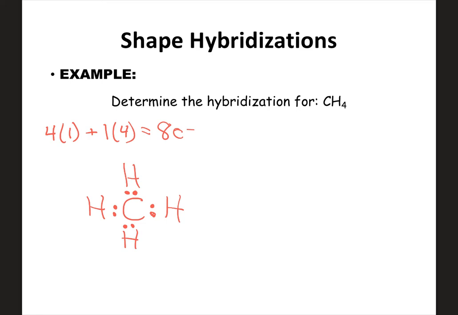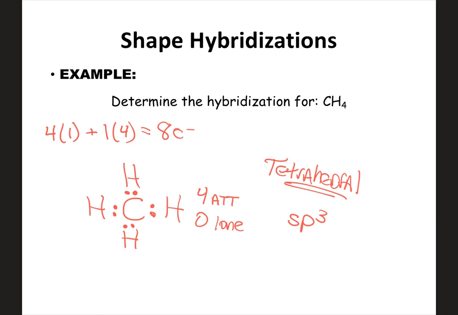Now I literally count to determine the hybridization. How many things are attached? There are 4 things attached to the center, and obviously 0 lone pairs on the center as well. You could use this to determine the actual molecular shape. This would be tetrahedral: 4 attached, 0 lone pairs on the center is the definition of tetrahedral shape. But if you want the hybridization, there are 4 attached to the center, so your hybridization for this molecule will be sp3. 3 p's plus 1 s gives you your 4.